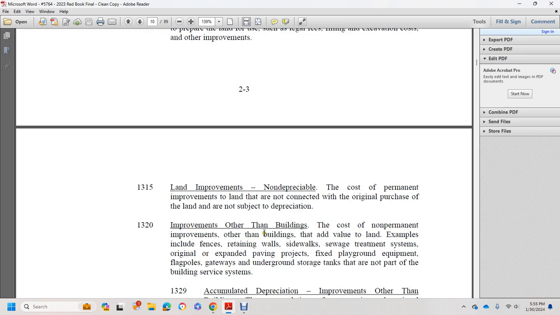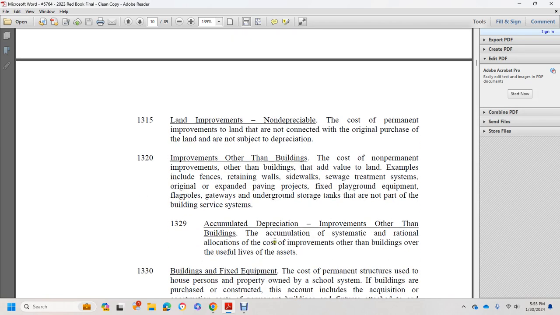Alright, 1320. Improvements other than buildings: the cost of non-permanent improvements other than buildings that add value to the land, including fences, retaining walls, sidewalks, sewage treatment, pavement, fixed playground equipment and flag poles, gateways, and underground storage tanks that are not part of the building service system. 1329. Accumulated depreciation, improvements other than buildings.